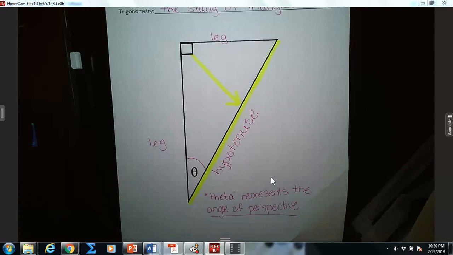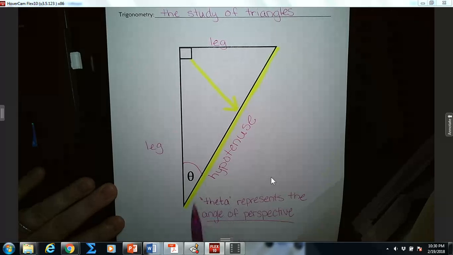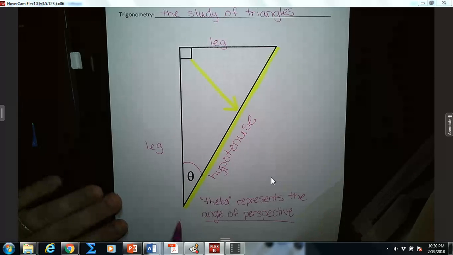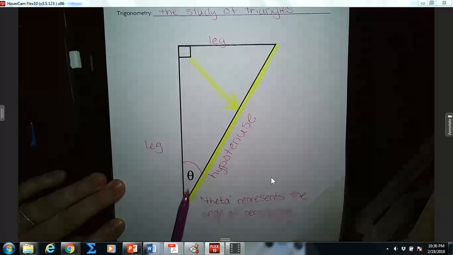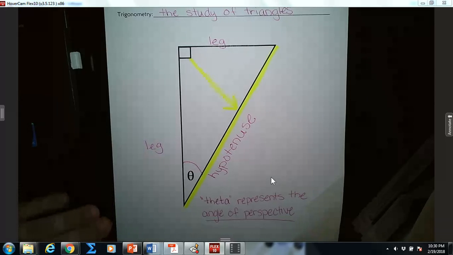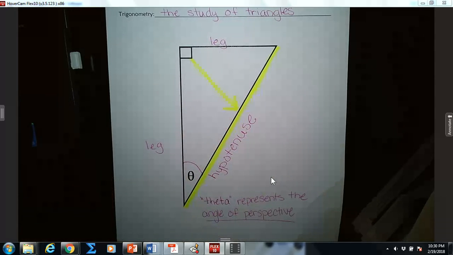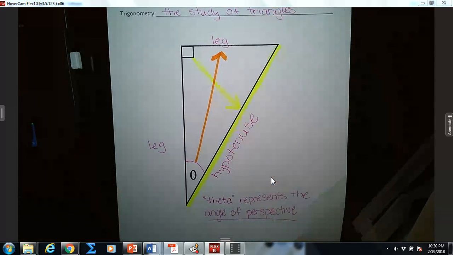Okay, so the angle of perspective is kind of a funky name, but we're thinking of it as kind of like an eyeball, the way in which we view this triangle. So if I was here at this vertex viewing this triangle through the lens of the angle of perspective, I would be able to describe these two legs in a more detailed way. I would describe this leg that's all the way across the triangle and out the other side as being opposite of the angle of perspective.